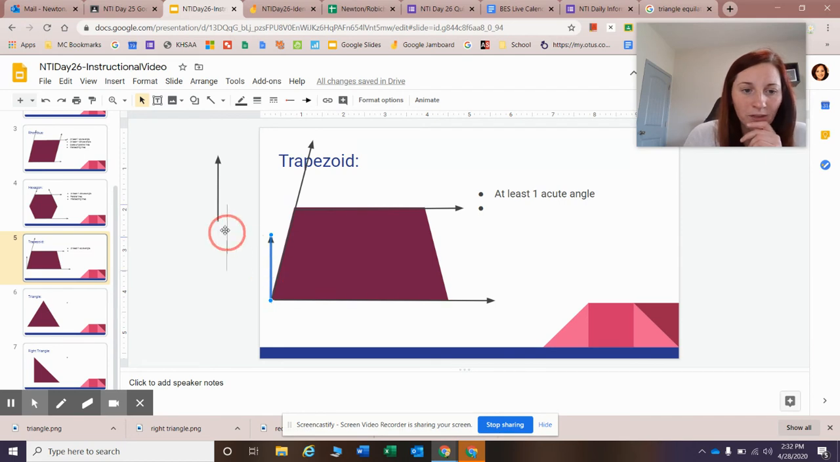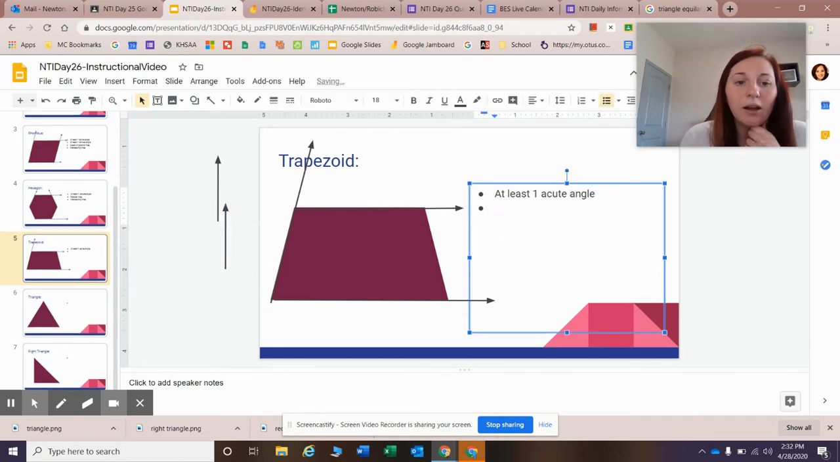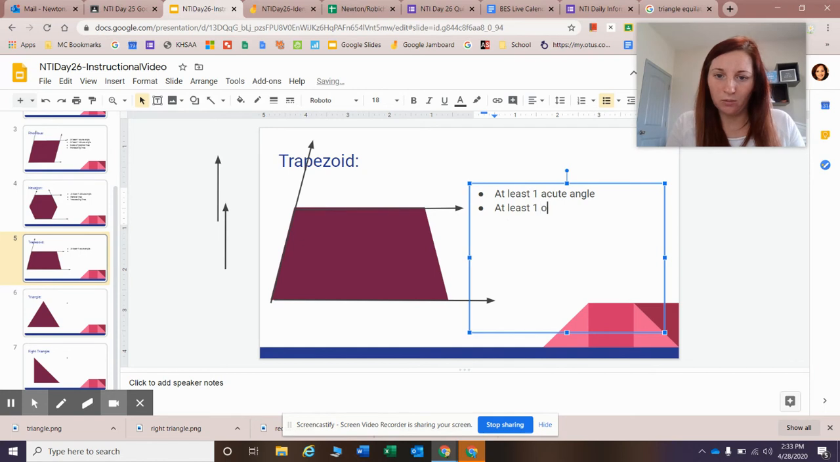See that? Okay, so what about obtuse angle? Well, it looks like these two angles are obtuse angles. So I'm going to put at least one obtuse angle. And there are no right angles. There are no perfect corner pieces in our trapezoid. So we would not write that down.